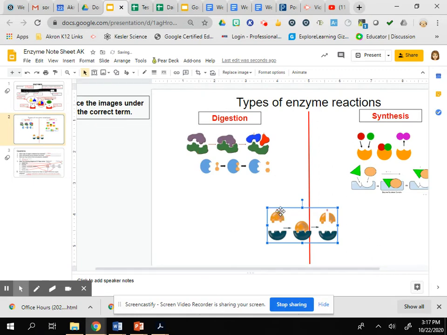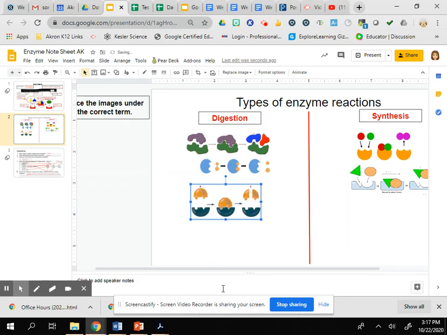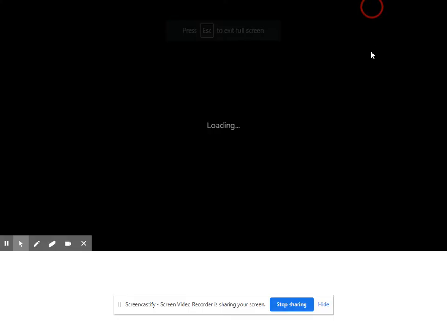And then this one, we've got piece A. This greenish piece stays the same throughout, so that's our enzyme. Piece A ends up splitting into two, so that's digestion. And so that takes care of all our pieces. All right, last slide.